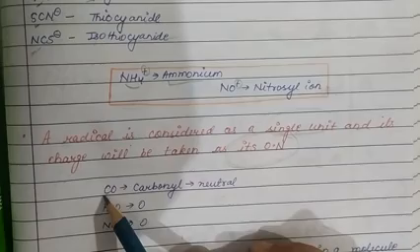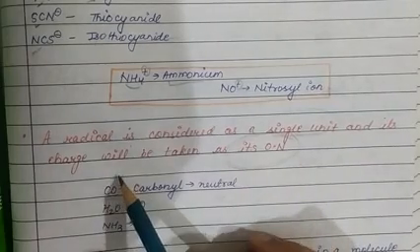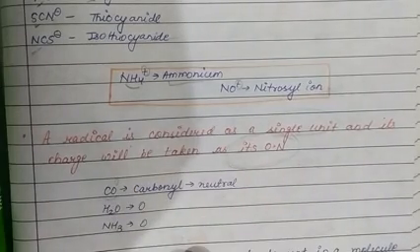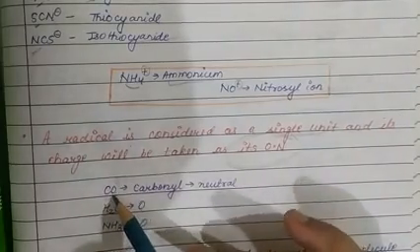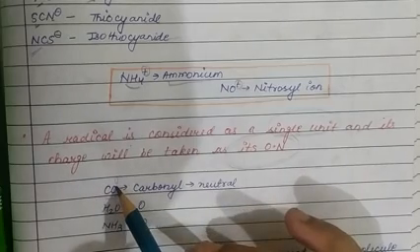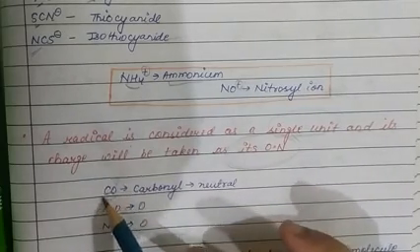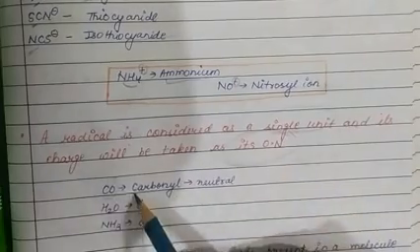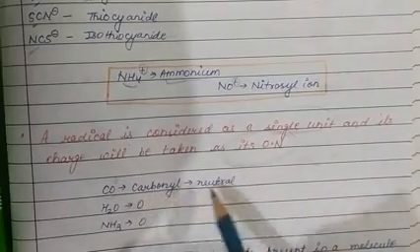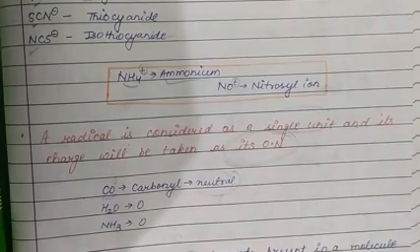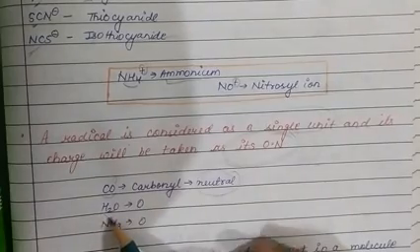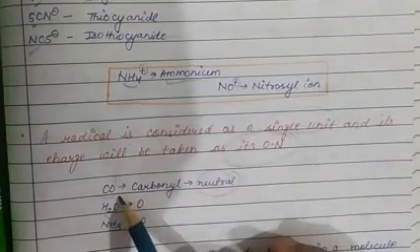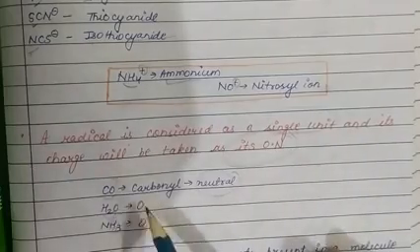CO is group of atom and charge present on this is 0. So CO is considered as a single unit and charge present on this is 0. So 0 is the oxidation number of carbonyl. We call this carbonyl as it is neutral, charge is 0. Same in the case of water. Water is again a group of atom, radical, carrying 0 charge. So oxidation number for water is 0.